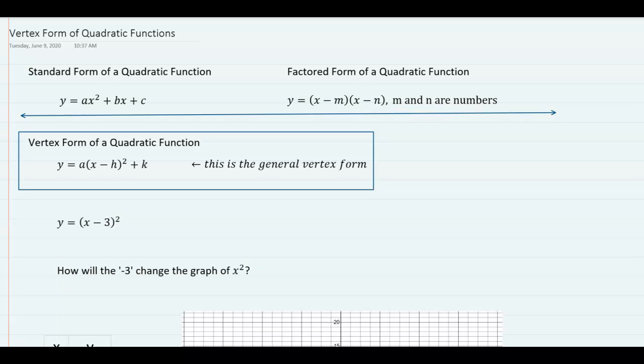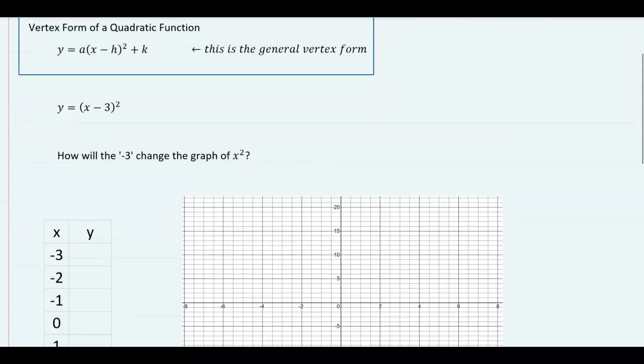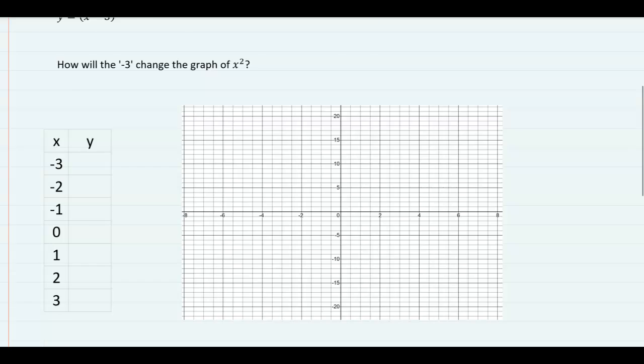We're going to look at an example of the vertex form. It's y equals (x minus 3) squared. How will the negative 3 change the graph of x squared? Again, x squared was the mother of all parabolas, the parent function graph, the squaring function. So what does minus 3 do?